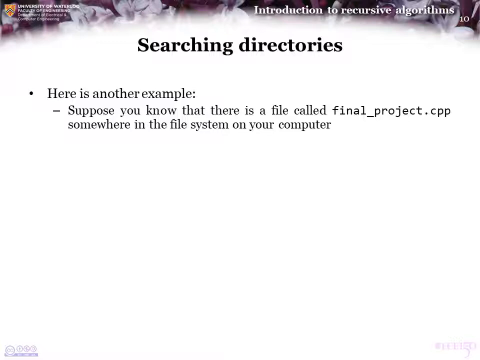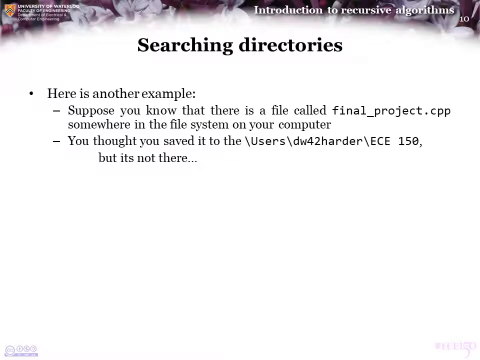Here's another example. Suppose that you know there's a file called finalproject.cpp somewhere on the file system on your computer. Now, you may have thought that you saved it in a particular directory, but it's not there. And so you must have saved it or moved it somewhere else, perhaps accidentally. So the question is, how do you find it? Now, normally every single file system has some sort of search mechanism, but let's assume that you just downloaded the most recent patch and this caused that to fail. So how would you do this manually? So how would you systematically search through a file system to find a missing file?